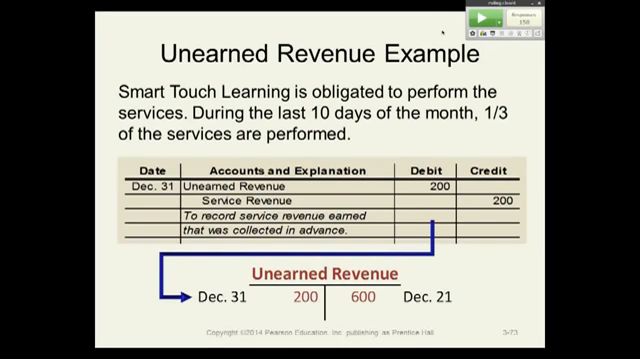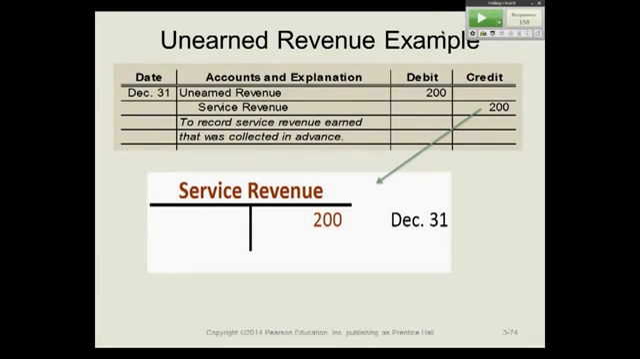So again, that is going to be a balance of the obligation of $400, and then of course the revenue is now going to be added onto the balance sheet. So at the end of the year, you now have to add $200 of service revenue. So the journal entry is going to be to debit the unearned revenue and credit the service revenue.